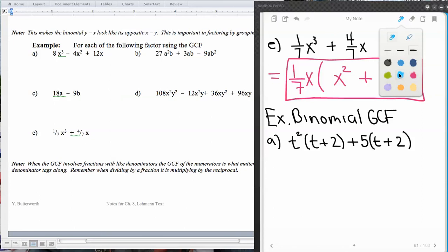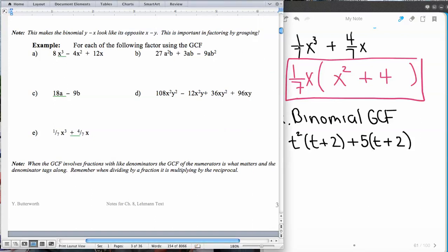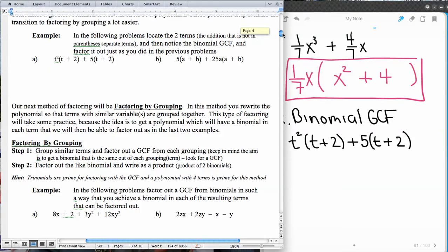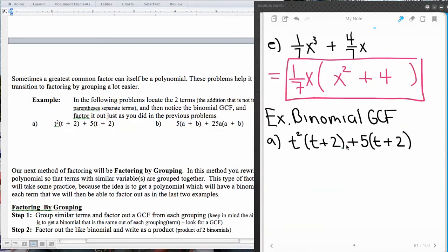Now the next one is a binomial GCF. GCFs don't always have to just be a monomial. They could actually be a binomial. They could even be a trinomial. So what we're going to look for here is terms to help us out. So remember that parentheses are like Christmas presents. We can't see inside of them. So this here is all in a package, all in a neat package.